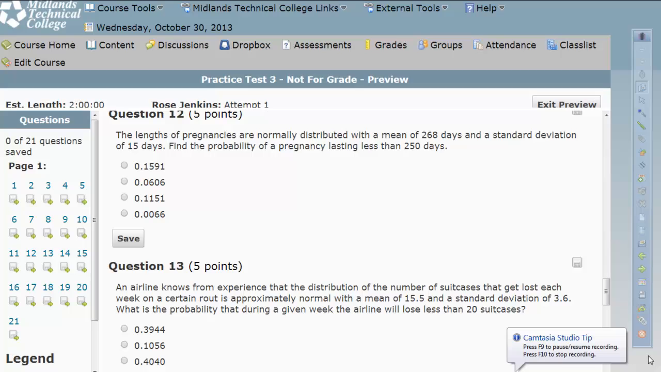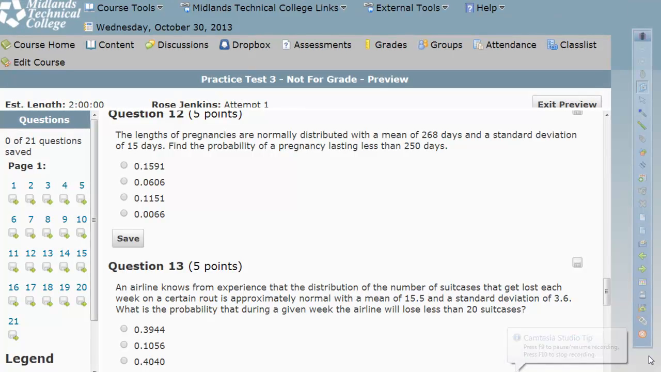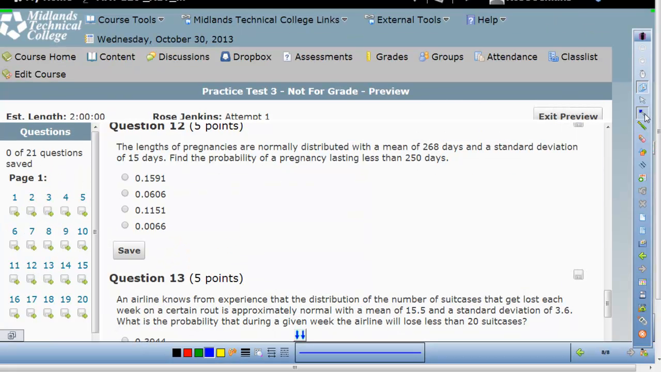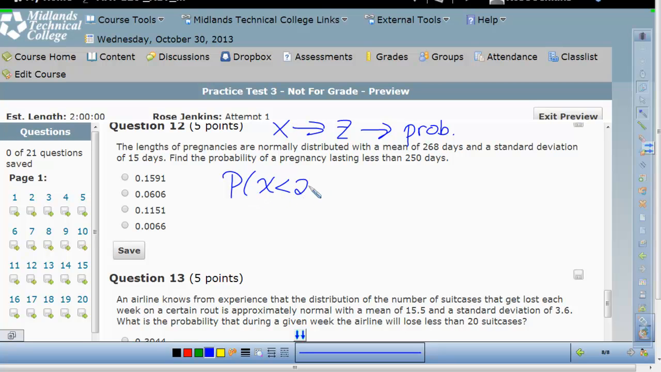We always need to know what the distribution is, and in this one they tell us it's normally distributed. In general, when we know something is normally distributed, then in an application like this, we start with a given x value, convert that to a z-score, and then use our calculator or the table to come up with the probability. They're asking us to find the probability of a pregnancy lasting less than 250 days. So the probability that x is less than 250. I've got to convert that to a z-score.